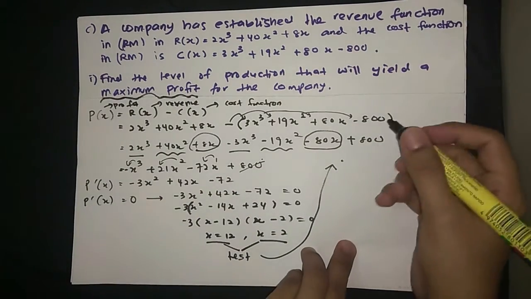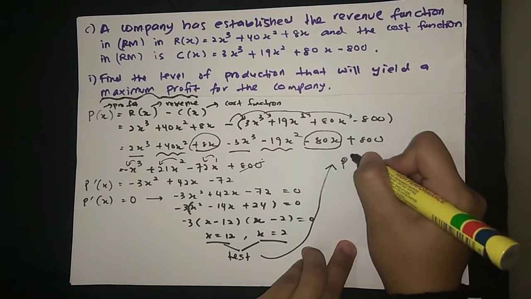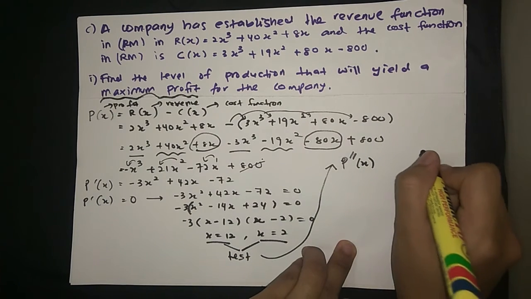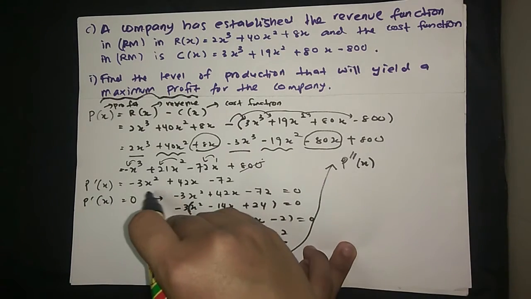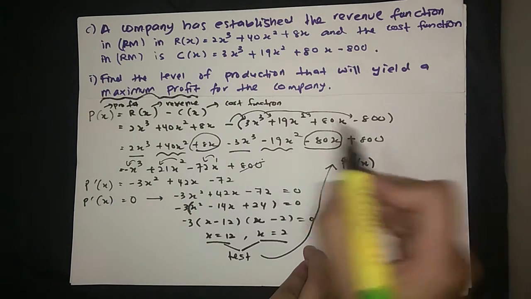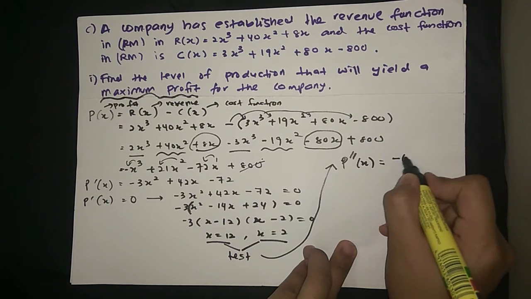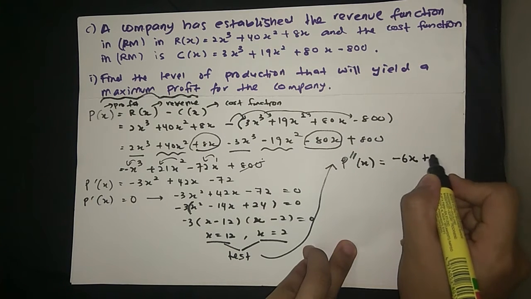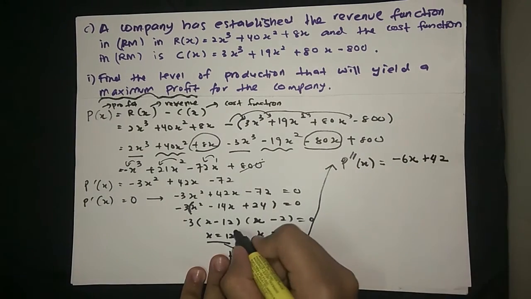So we need to test whether it is concave upward or concave downward. It doesn't describe or ask any question, but we need to test. So we use the second derivative, which we get from the first derivative of the profit function. It becomes negative 6x plus 42, and the 72 is dropped.